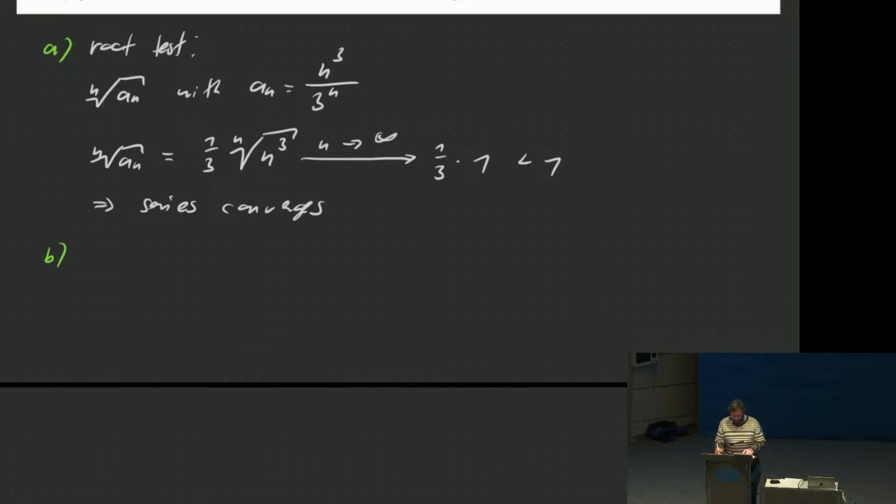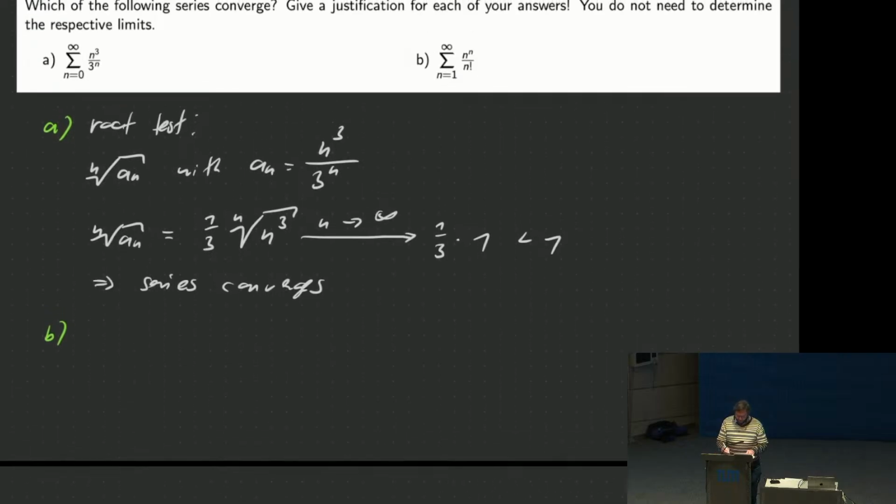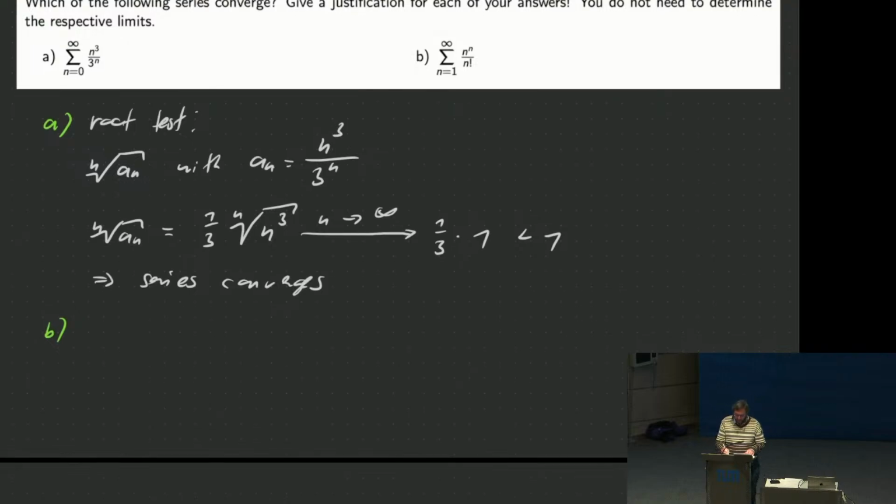Part B, this here. With expressions of that type, I'd usually try to use the ratio test first because these factorial expressions usually simplify quite a lot if you have the ratio of those. So we try with an equals n to the power of n over n factorial. We try to apply the ratio test.